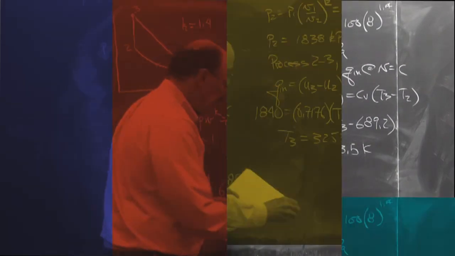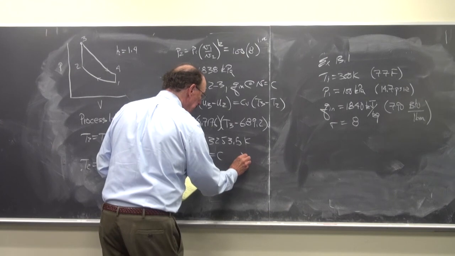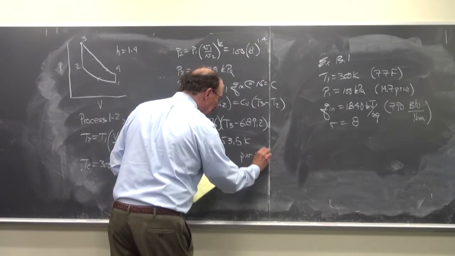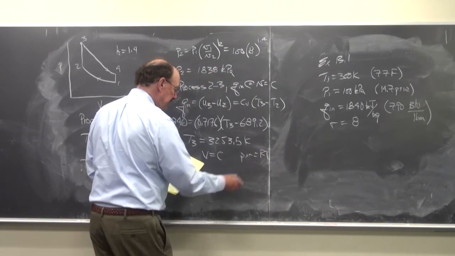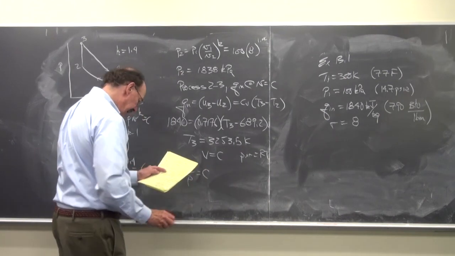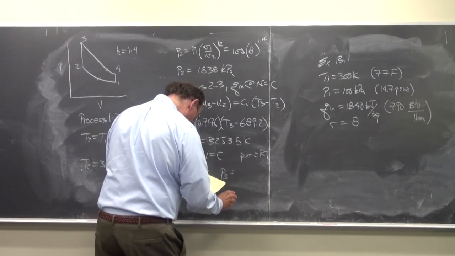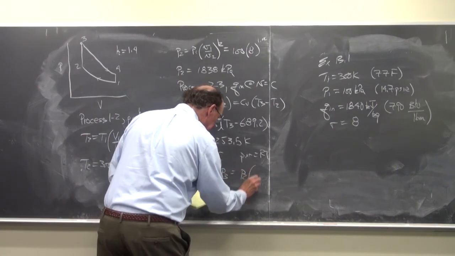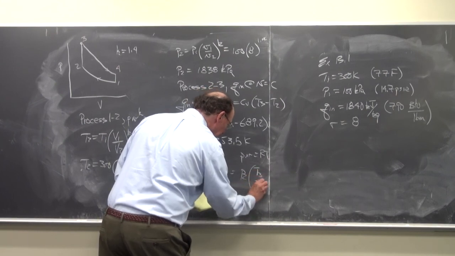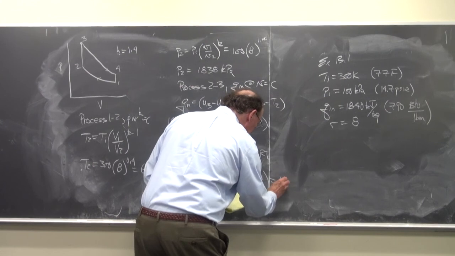For V equals C, I always look at PV equals RT. So for V a constant, T over P is a constant. So I have that P3 is equal to P2 times T3 over T2, is 1838.